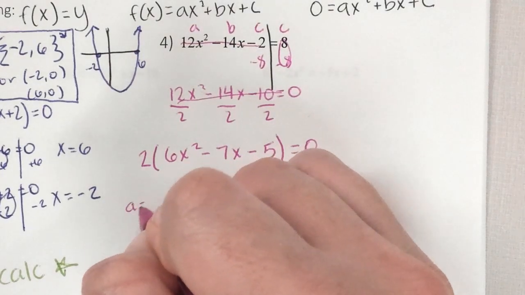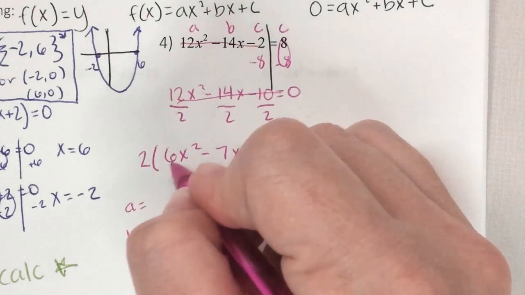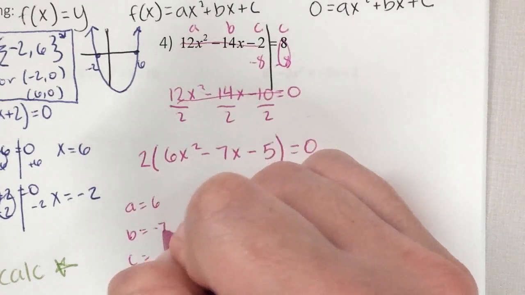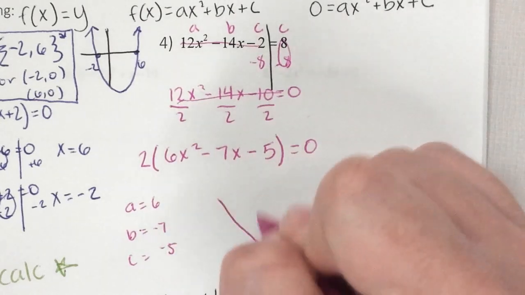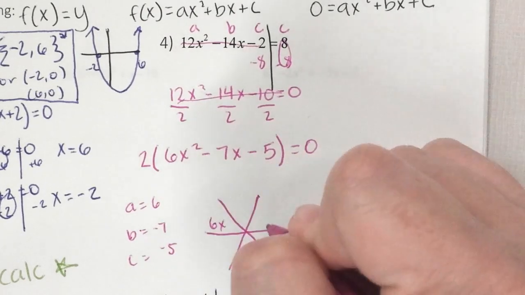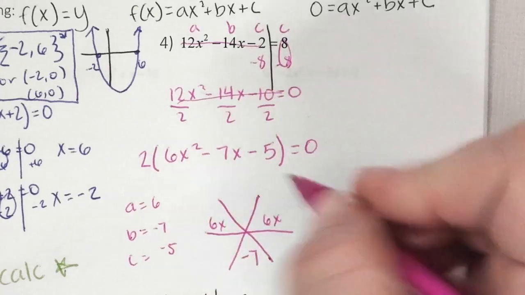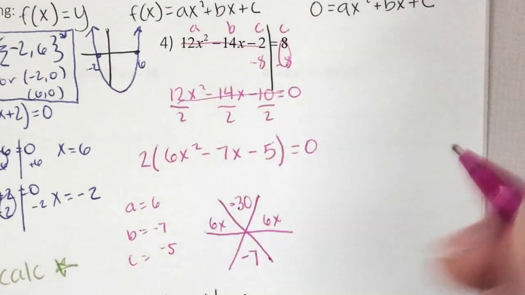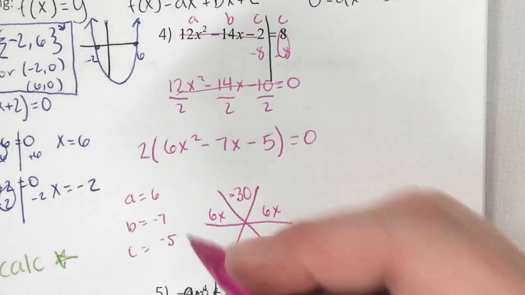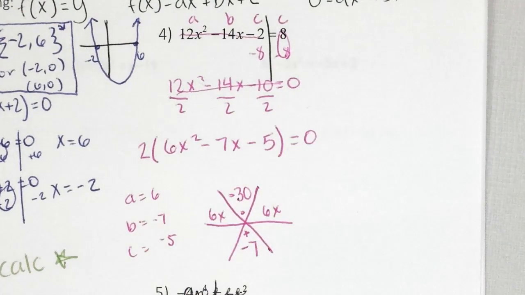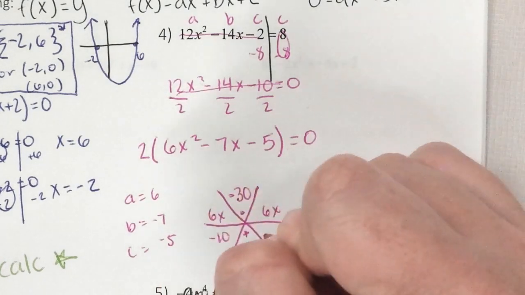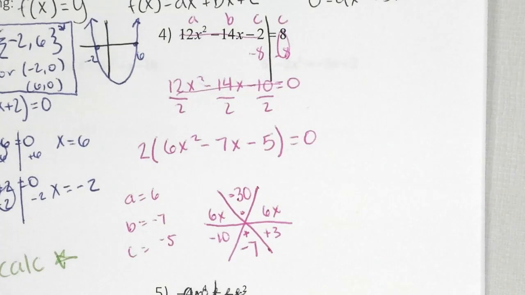I have to factor the inside. So A, B, C, and I'm using this. So I have 6, -7, -5. A is 6, so 6x, 6x. B is -7. A times C is -30. What multiplies to give me -30 but adds to give me -7? Nope. It's actually a really simple one. Yeah, -10 and +3. It's one of the ones that you're like, oh, duh. But it makes you think.